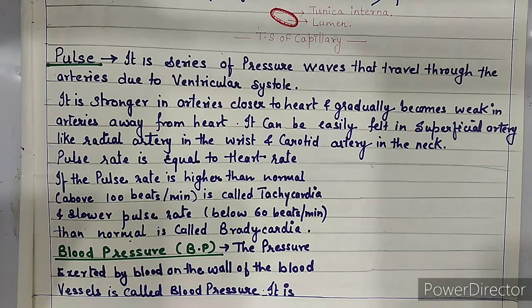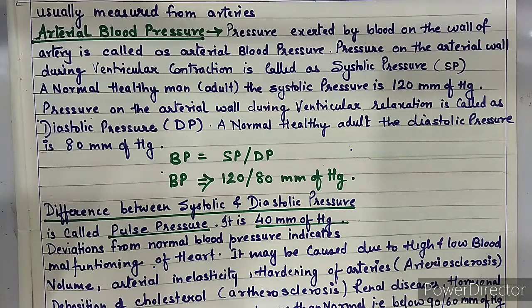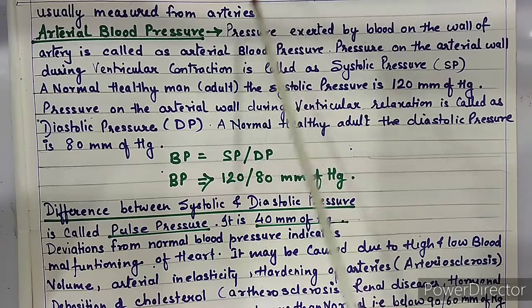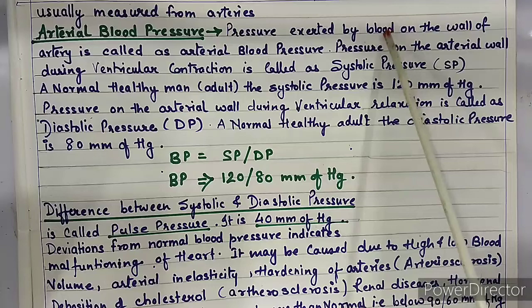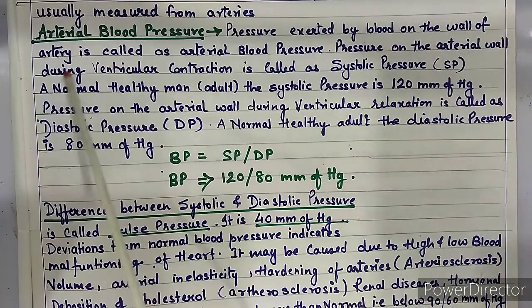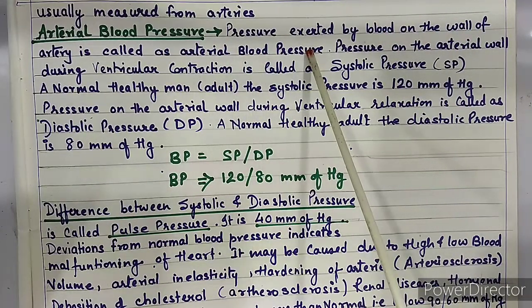When blood flows through the arteries, it even exerts a pressure on the walls of the arteries. Hence, it is called arterial blood pressure. Here children, usually the BP is measured from the arteries. Now let us study the arterial blood pressure. As I told you, the pressure exerted by the blood on the walls of the arteries is called arterial blood pressure.